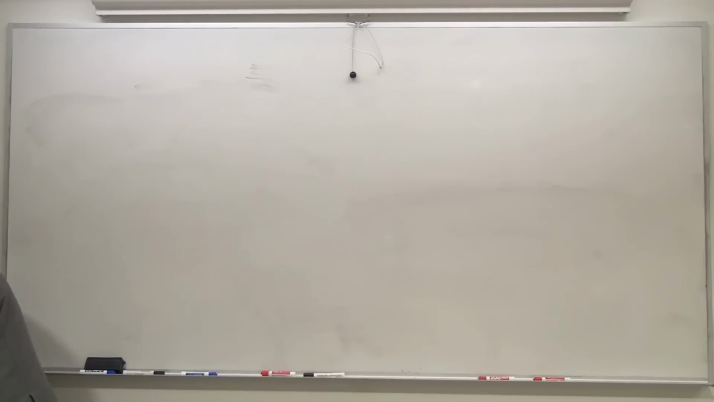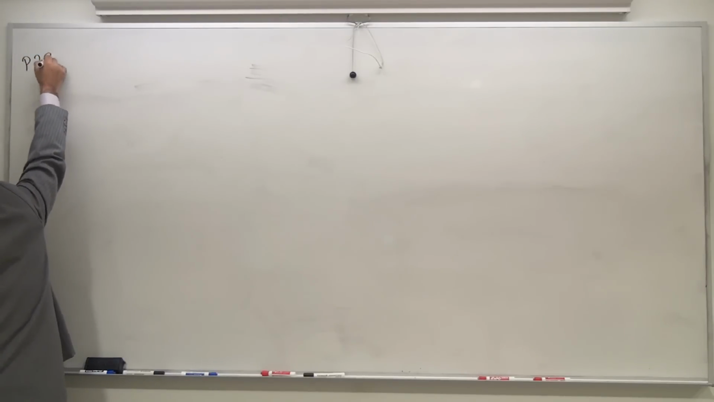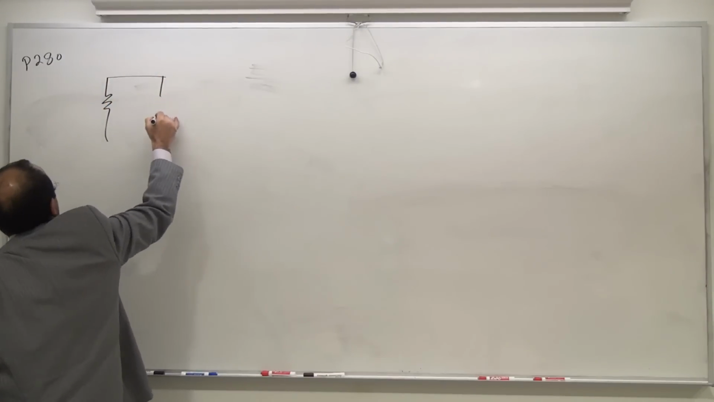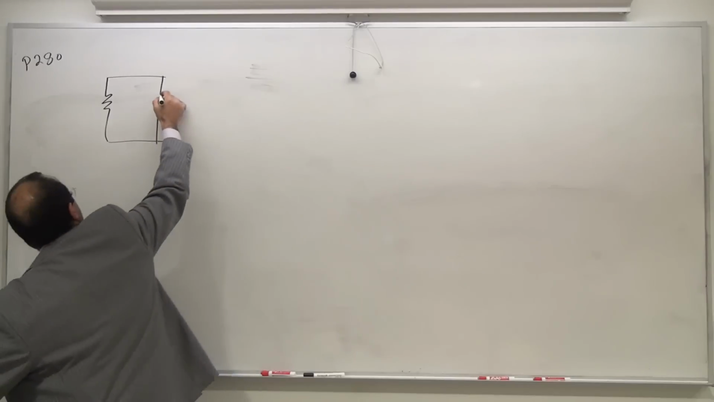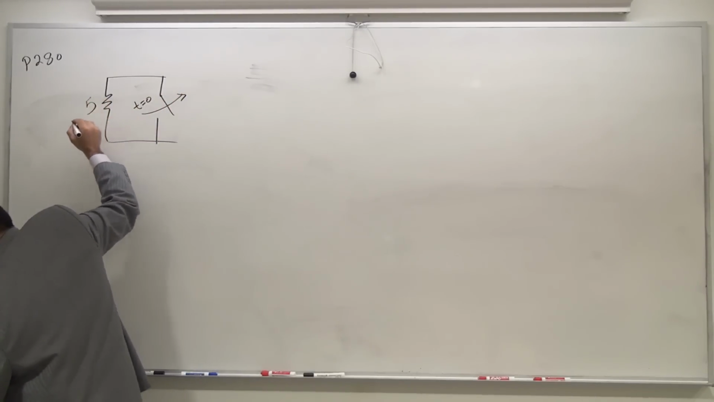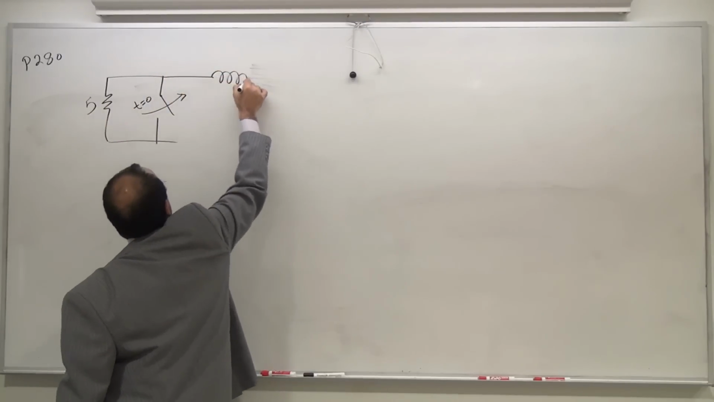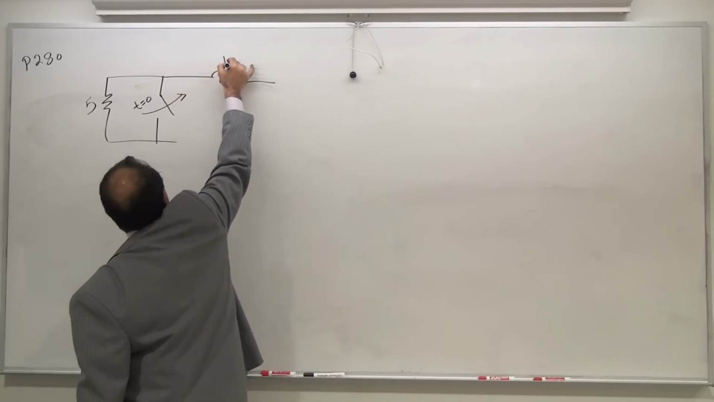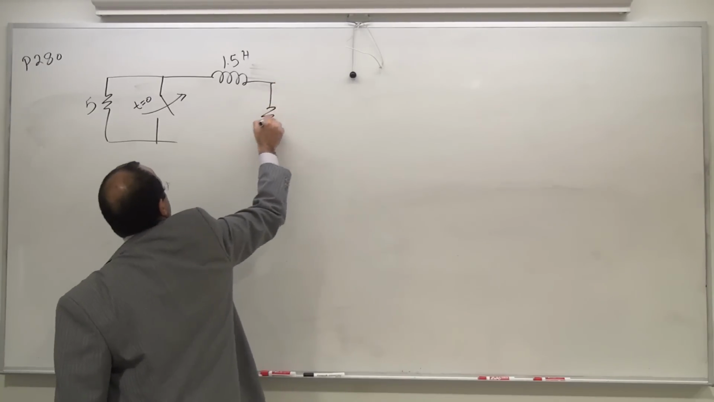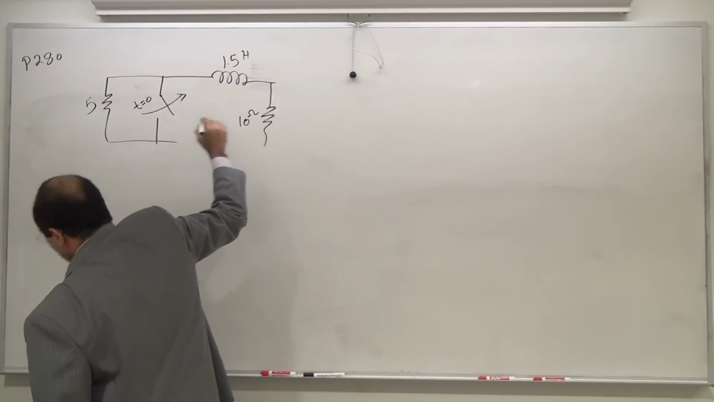Okay, let's get to practice problem 280. So this is page 280, and I'm going to have a resistor. I'm going to have a switch. The switch is opening at t equal to 0. I have an inductor, and a 9 amp source.